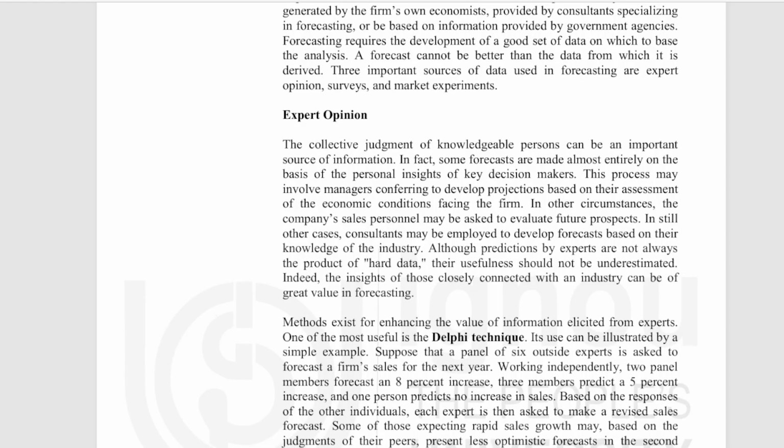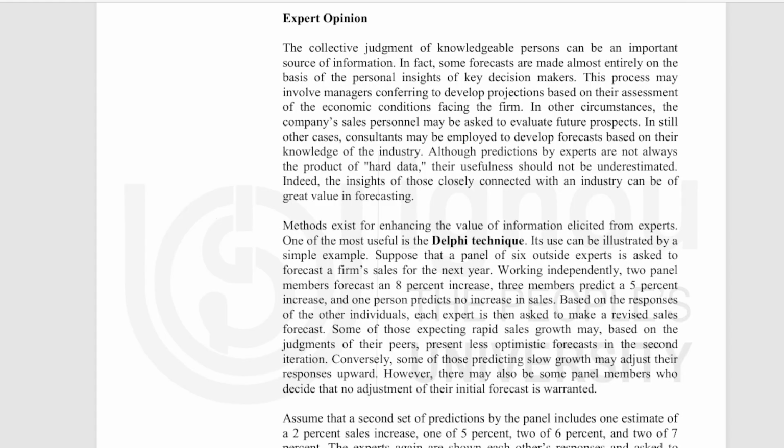Forecasting requires the development of a good set of data on which to base the analysis. A forecast cannot be better than the data from which it is derived. Three important sources of data used in forecasting are expert opinion, surveys, and market experiments. And what is expert opinion?